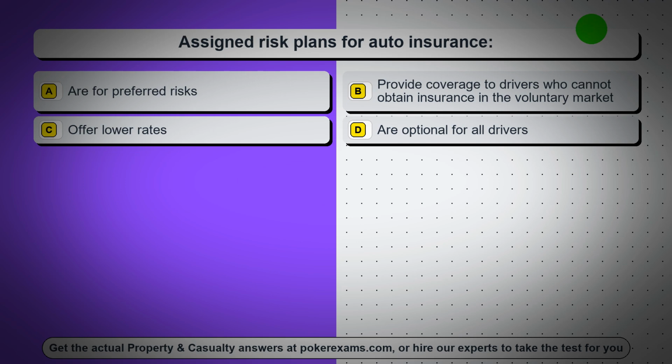Question 10. Assigned risk plans for auto insurance: Option A, are for preferred risks. Option B, provide coverage to drivers who cannot obtain insurance in the voluntary market. Option C, offer lower rates. Option D, are optional for all drivers.